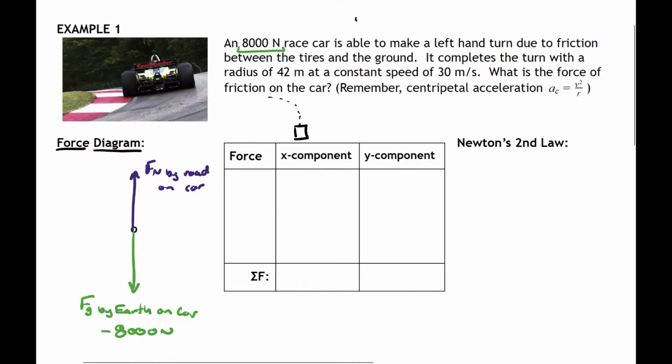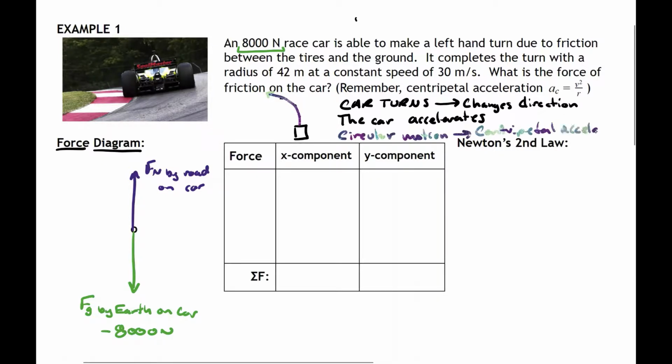The car turns, which means that it changes direction. Because a velocity has both a direction and a magnitude, changing the direction means the velocity changes. This means there's an acceleration. Because this motion is circular, that means the acceleration is centripetal. We know that centripetal accelerations point towards the center, so the center of the turn in this case would be to the left. So our frictional force points to the left by the road on the car.